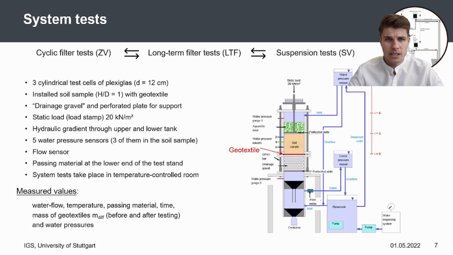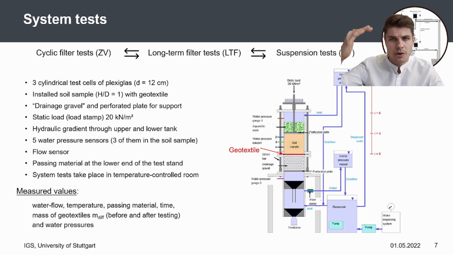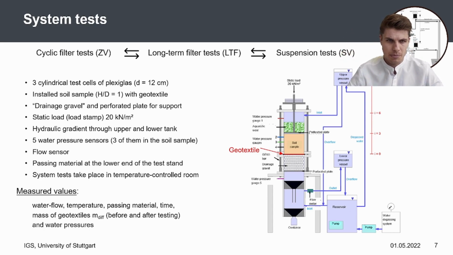The hydraulic gradient can be regulated via an upper and a lower pressure tank. A reservoir, shown here on the lower side, provides a continuous water supply for the test setup. A total of 5 water pressure sensors, 3 in the soil sample and 1 each above and below, a flow meter and a temperature sensor were installed as measuring equipment. The soil particles passing through can settle in a tank at the base.